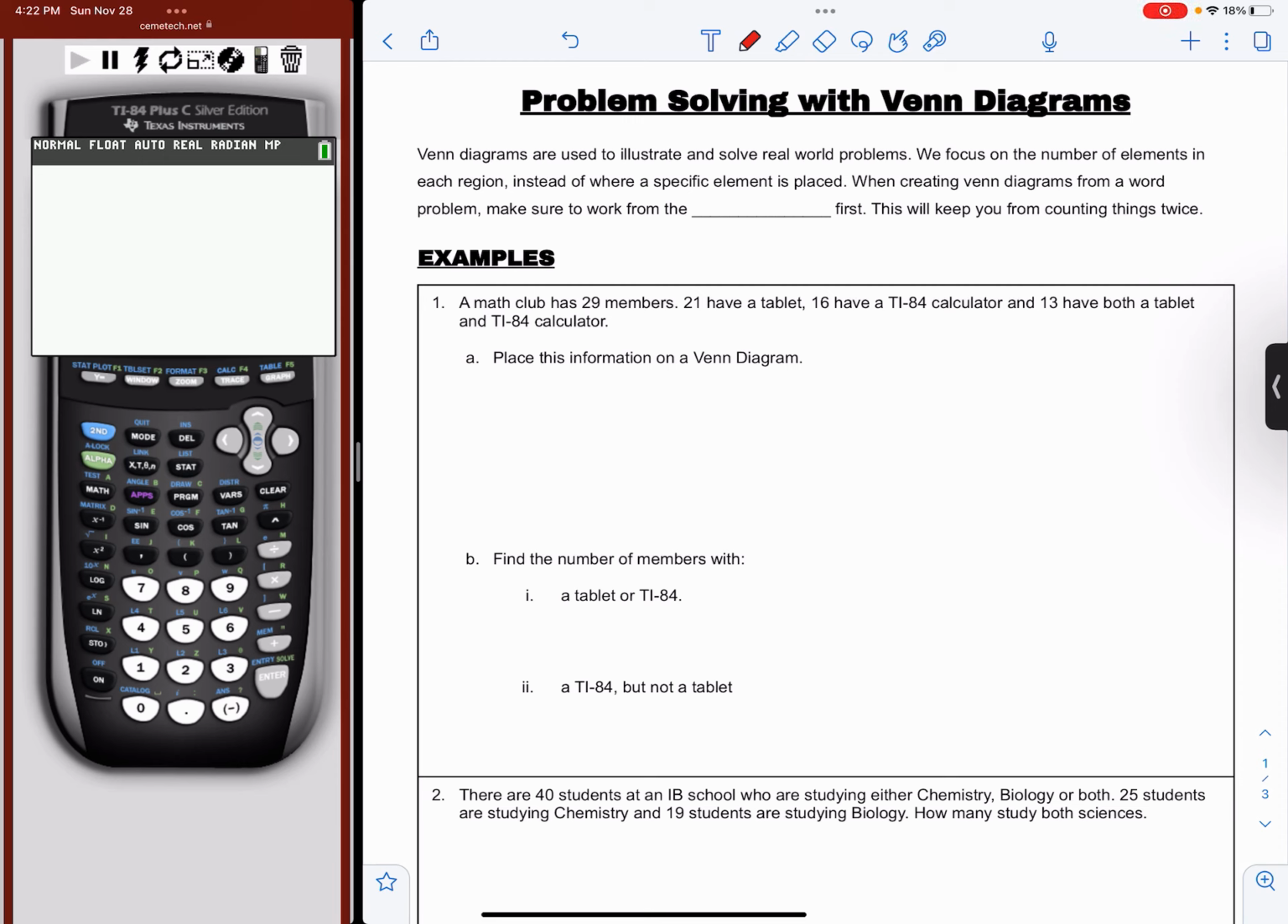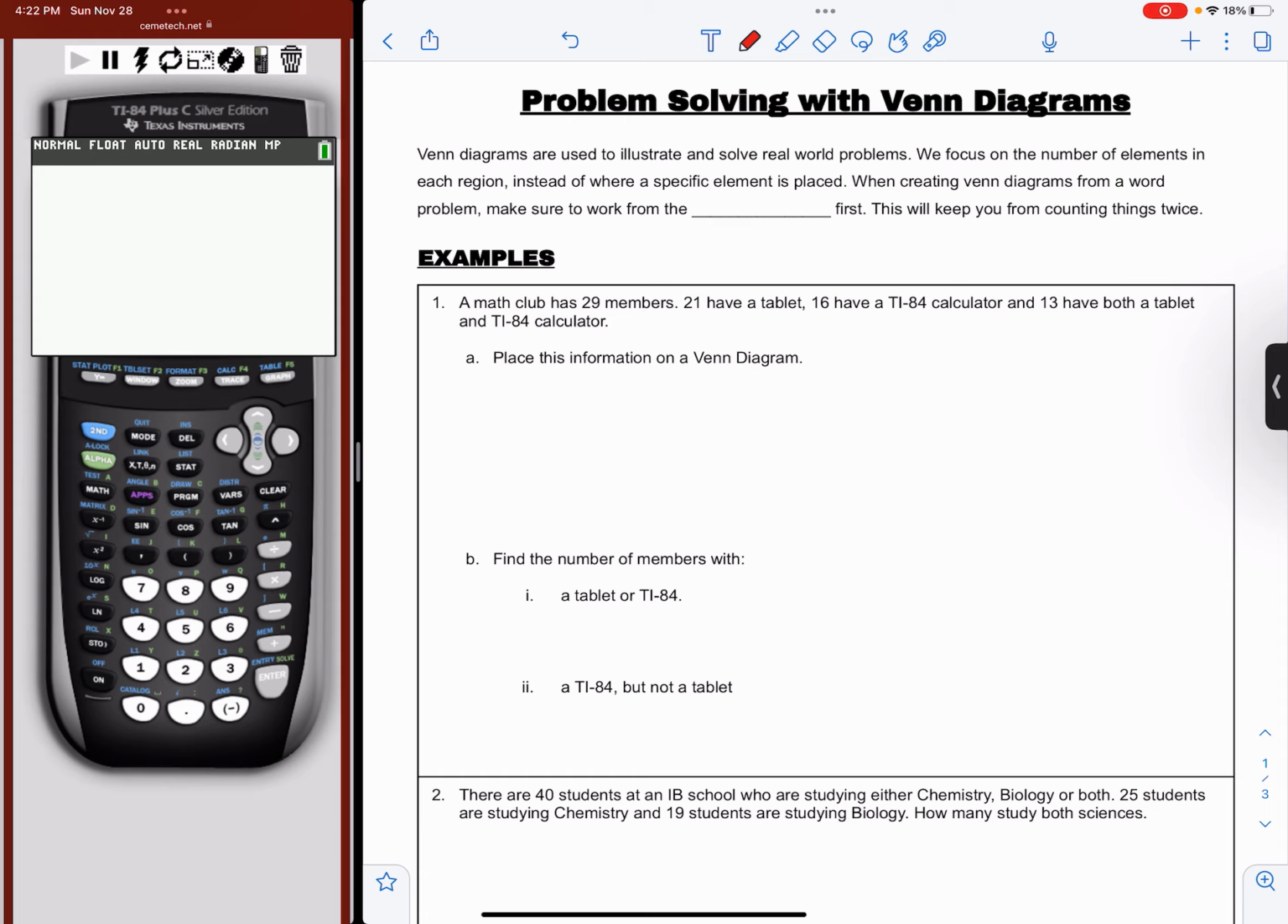Hi, today we're going to look at problem solving with Venn diagrams. So Venn diagrams are used to illustrate or show and solve real world problems. And when we look at Venn diagrams, we focus on the number of elements in each region instead of focusing on where a specific element is placed and what the specific element is.